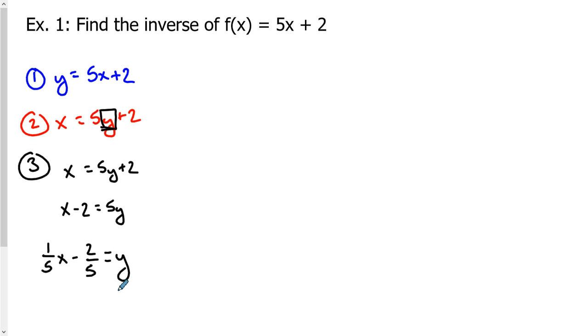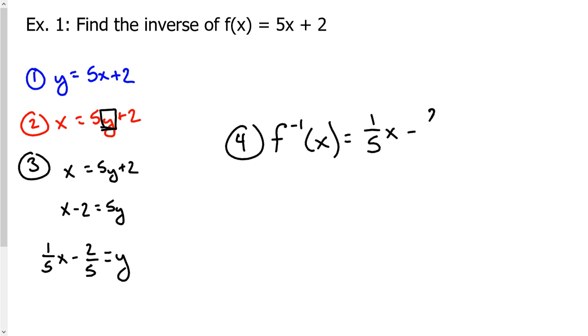So for our inverse function, the last step is to replace that y with f inverse of x. So we're going to say f inverse of x is 1/5 x minus 2/5. Could you also have written that as x minus 2 all over 5? Sure. They mean the exact same thing. I just think this one's a little bit easier because, especially since we're talking about a linear function, we can see that this one has a slope of 5 and this one has a slope of 1/5. Kind of makes sense.